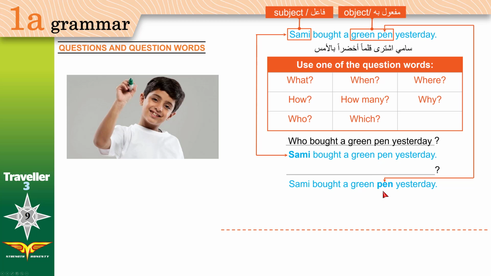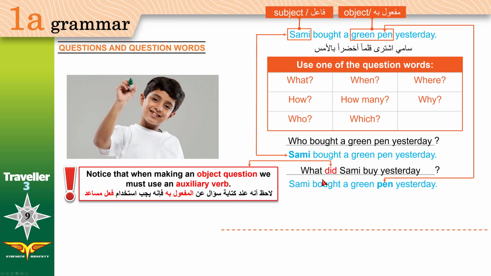Okay. Look, this time we want the answer to be the object. I want pen to be the answer. Which question word will we use? We will use what. What did Sammy buy yesterday? Interesting. We use did here. I don't see did here. Why?